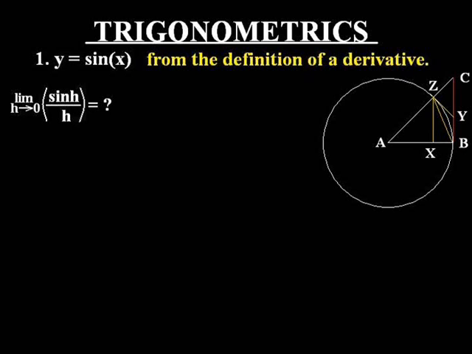We're trying to find the limit as h approaches 0 of sine h over h, so let's get started on that. First off, let me explain the diagram to the right side of the screen.